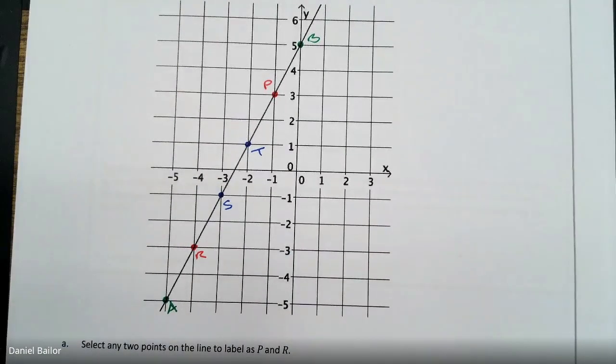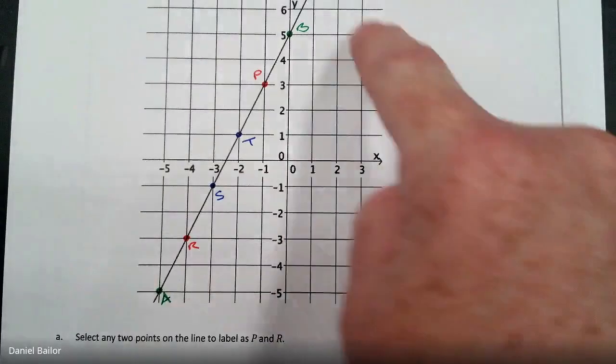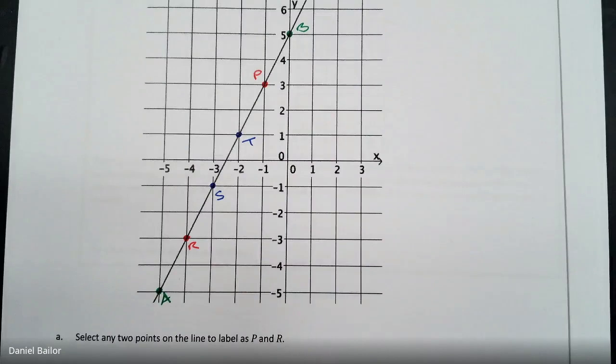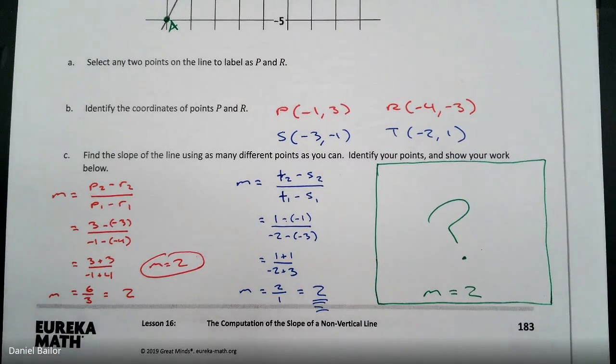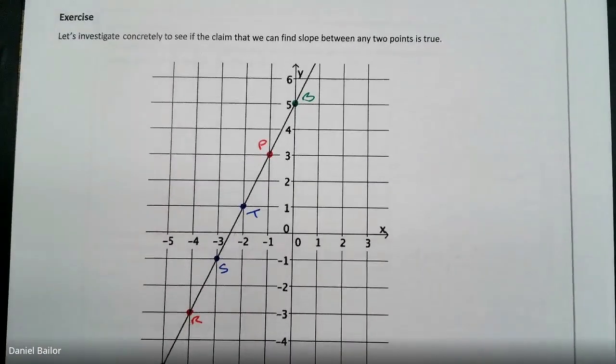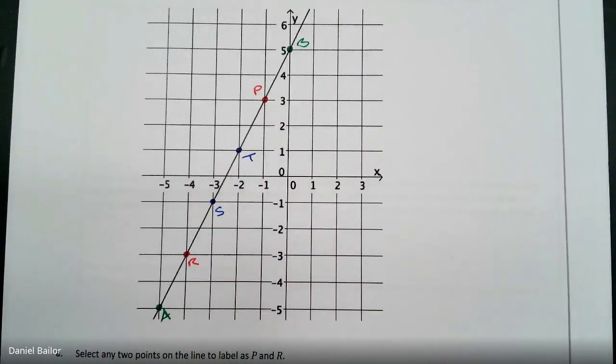Keep practicing using the formula over and over so you get better and better at it. Whichever combination you pick, and pick as many combinations as you want, the answer should always be m equals 2. And that's the exercise today. I really want you to keep practicing with these coordinates. Practice with these 6 choices using the formula, and keep practicing until you're expert at it.